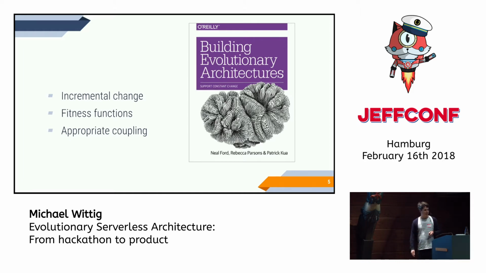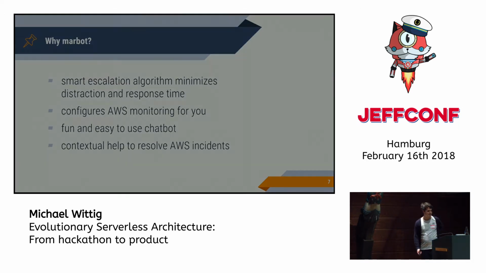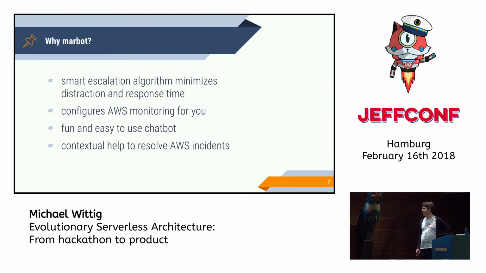And finally, evolutionary architectures also try to accomplish appropriate coupling, and we will see how this works in a real example. So that's the chatbot that we created. It's called Marwood. And it's basically a Slack bot that supports your DevOps team to detect and also solve incidents on AWS. So why should you use Marwood?